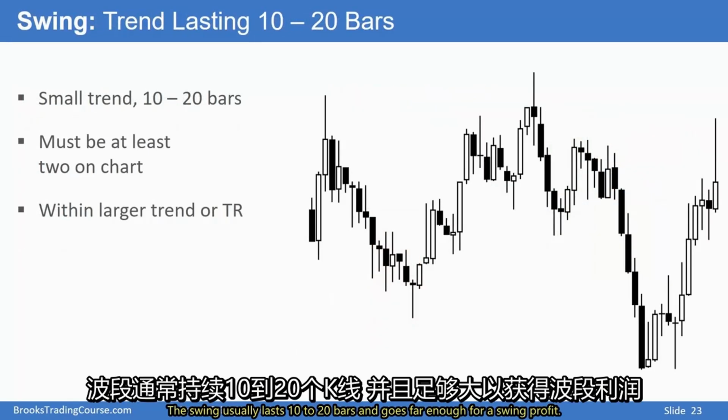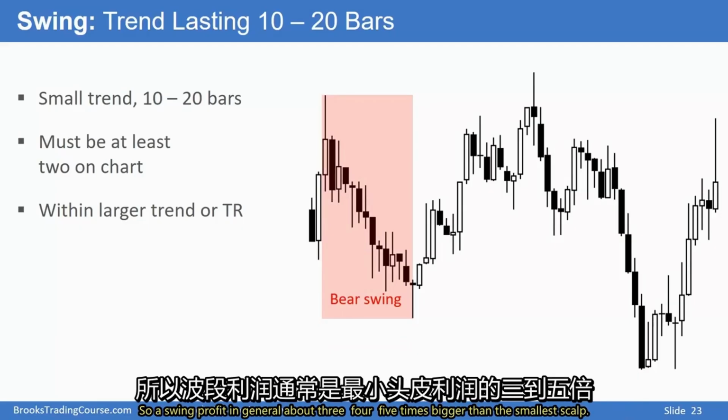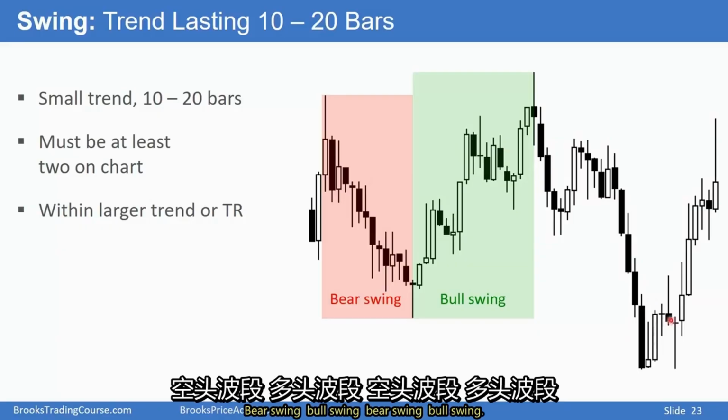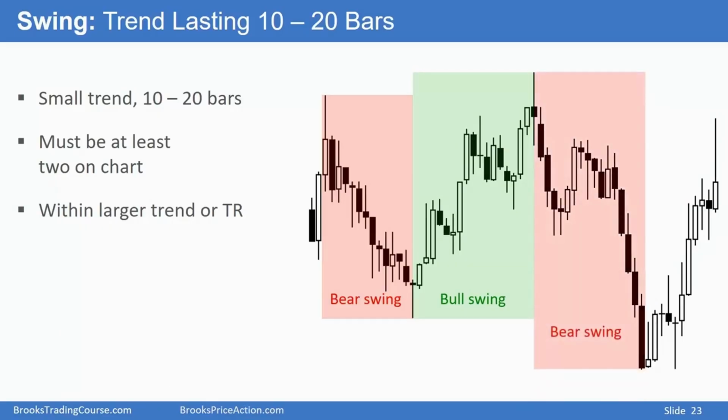The swing usually lasts 10 to 20 bars and goes far enough for a swing profit. So a swing profit in general is about 3, 4, 5 times bigger than the smallest scalp. Bear swing, bull swing, bear swing, bull swing.